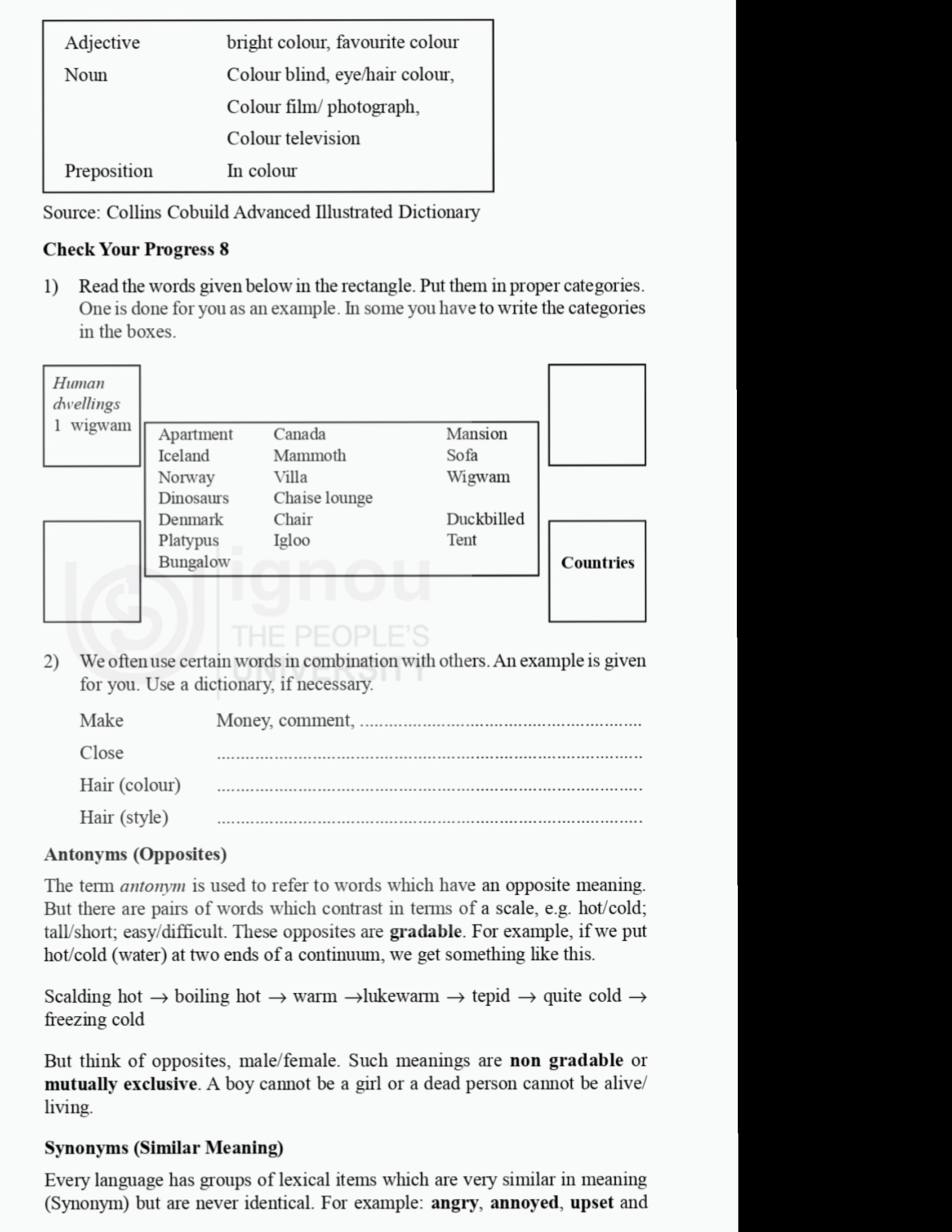Adjective: bright color, favorite color. Noun: color blind, eye color, hair color. Color film, color photograph, color television. Preposition: in color. Source: Collins Cobuild Advanced Illustrated Dictionary.